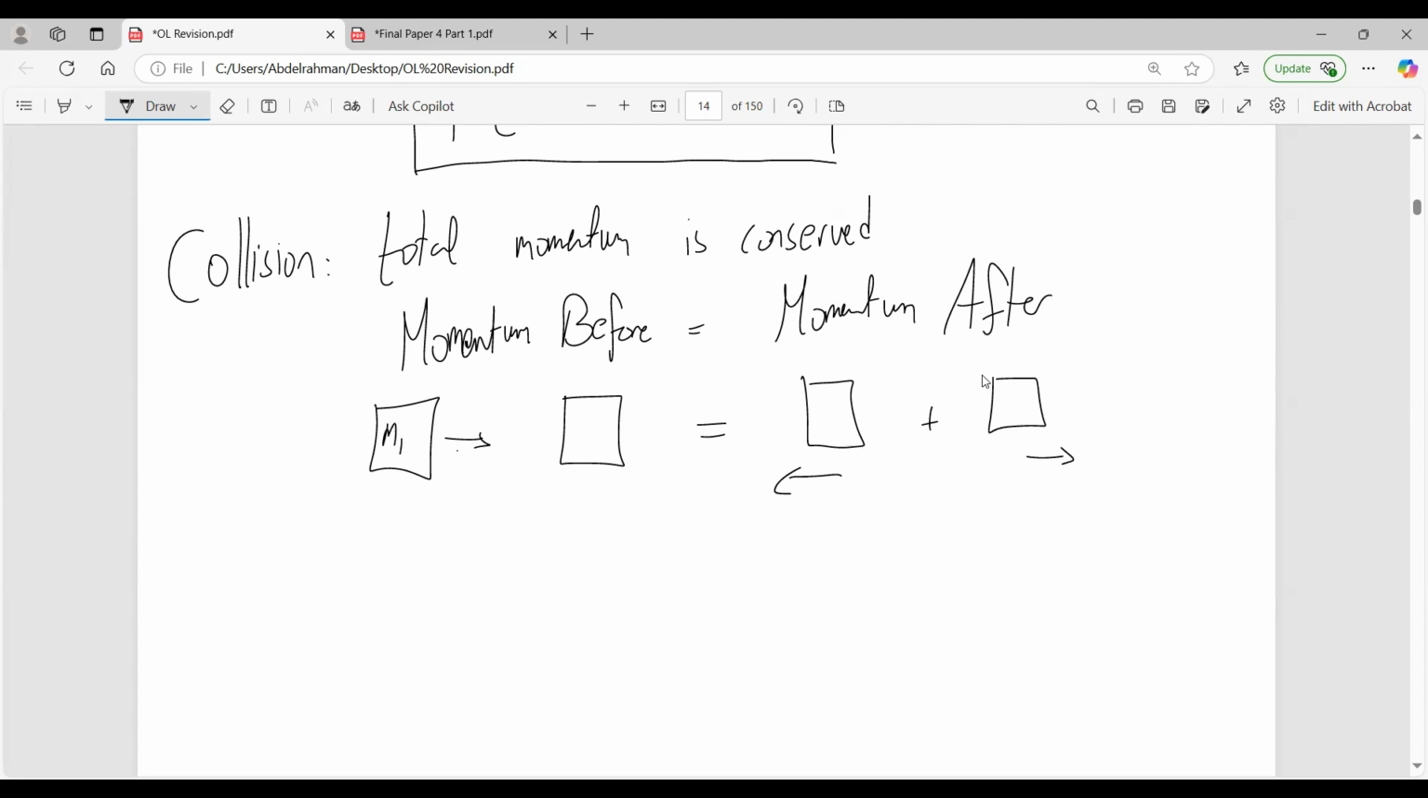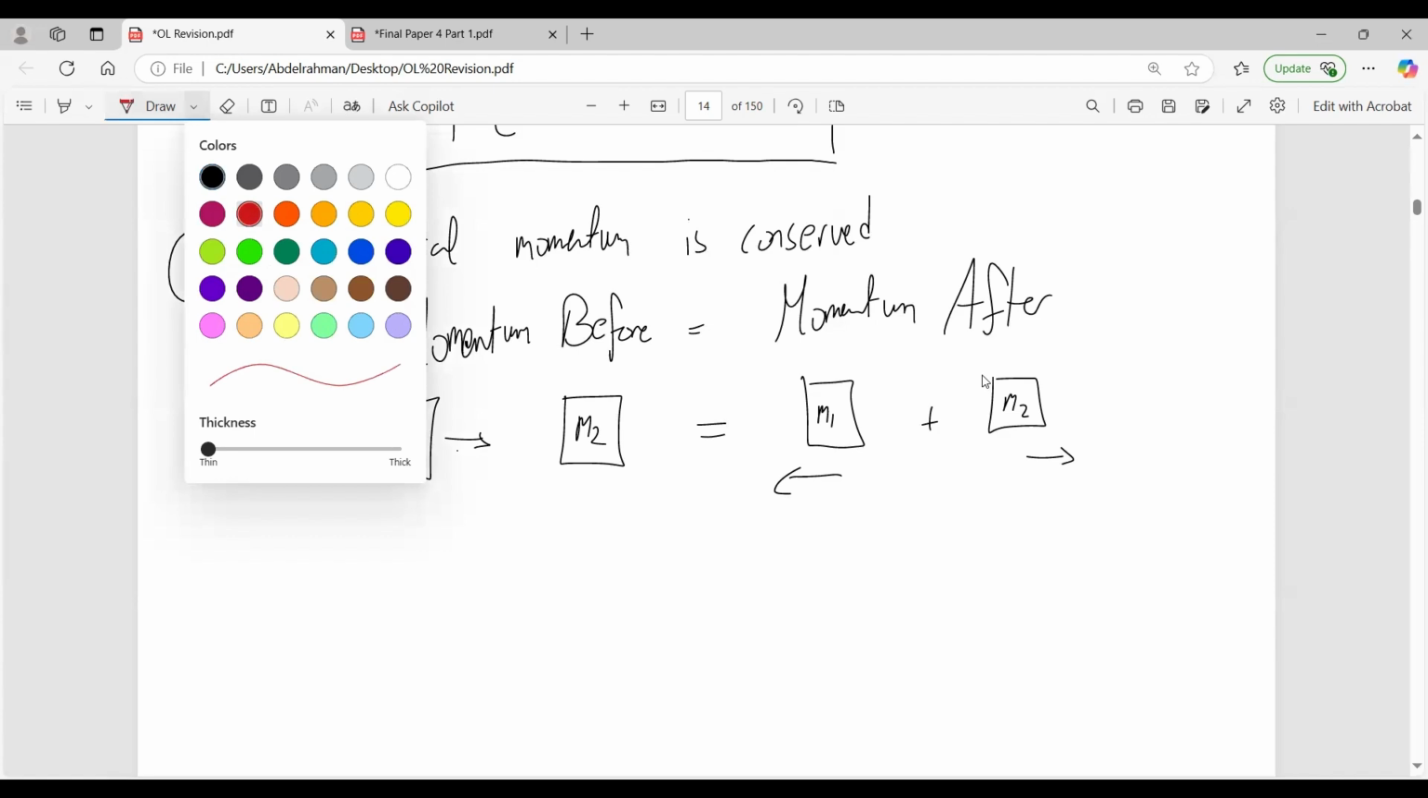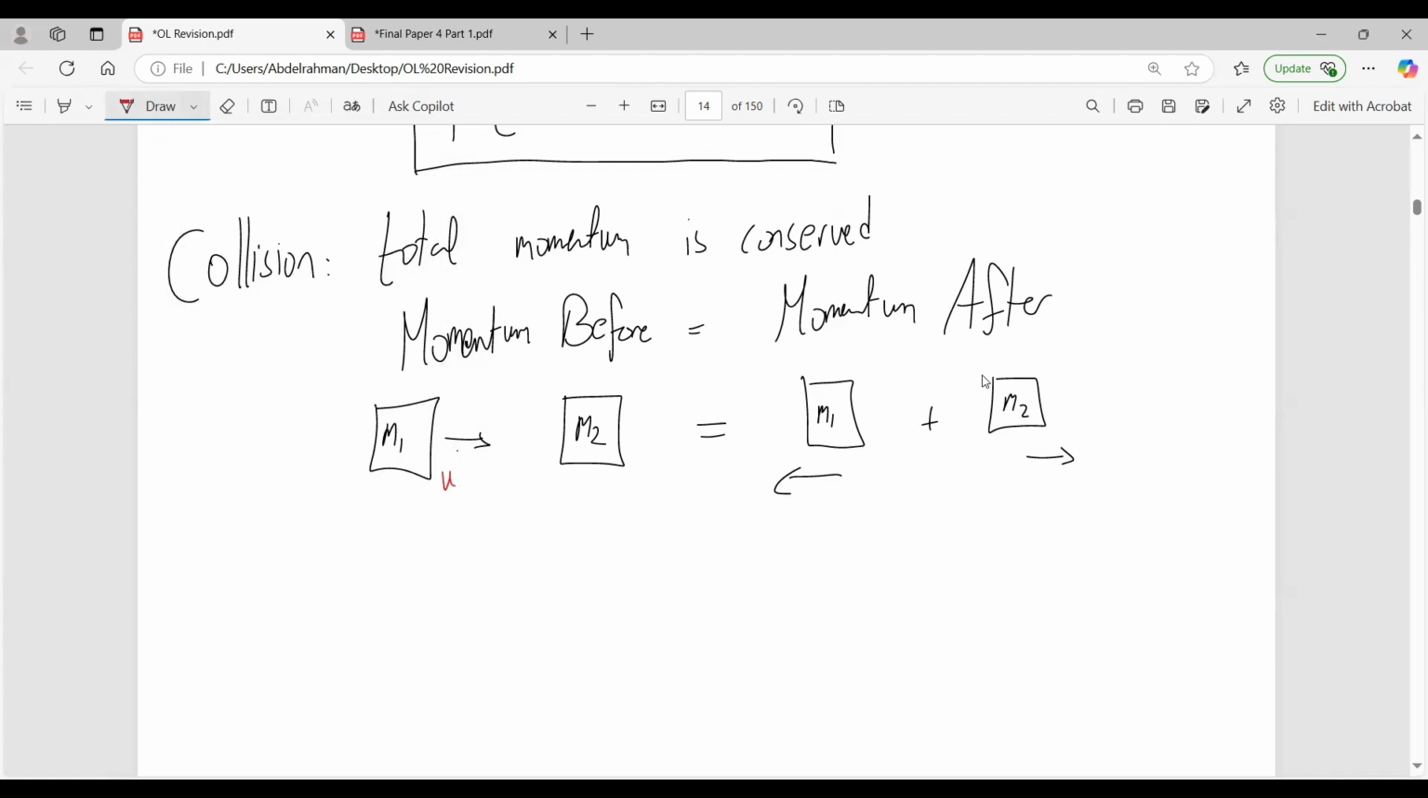We'll name this object m1 and this one m2. Before the collision, each object would have a velocity, so we will call these velocities u. This object has a velocity of u1, and this object has a velocity of u2. After the collision, the final velocities are v1 and v2.